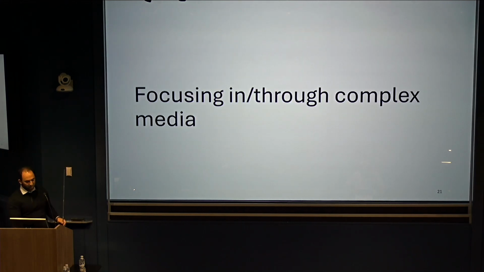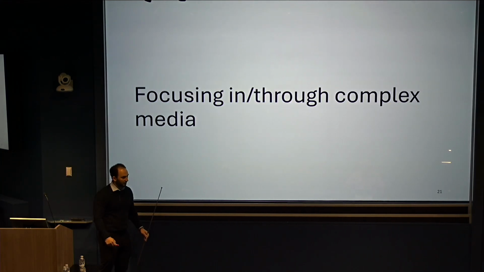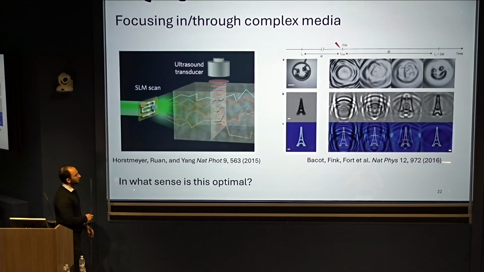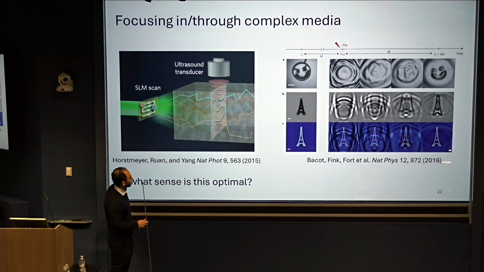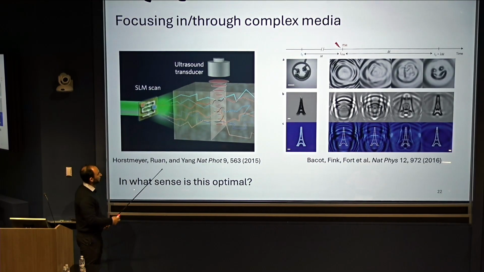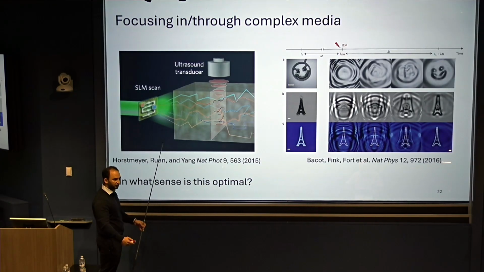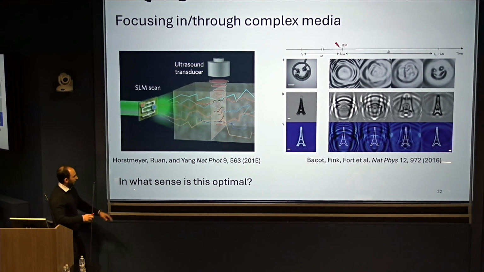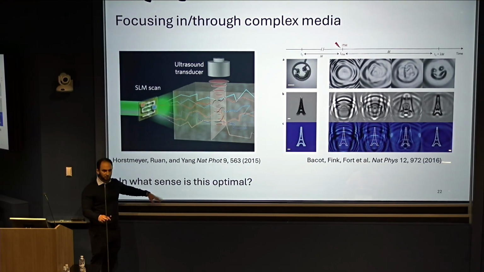Which brings me to my next topic, which is focusing in and through complex media. And again, there's so much wonderful work that's been done in this area, in particular by members of this collaboration. One of the application areas for focusing on complex media is imaging. And one of the ideas, which will be the inspiration for the setup I'll talk about today, are sort of guide star-based imaging techniques where you put a guide star in some complex tissue or something, you let it radiate outward, you measure fields, you time reverse them, and you send them back in. So we want to ask again, in what sense is this type of setup optimal, like in the free space case?